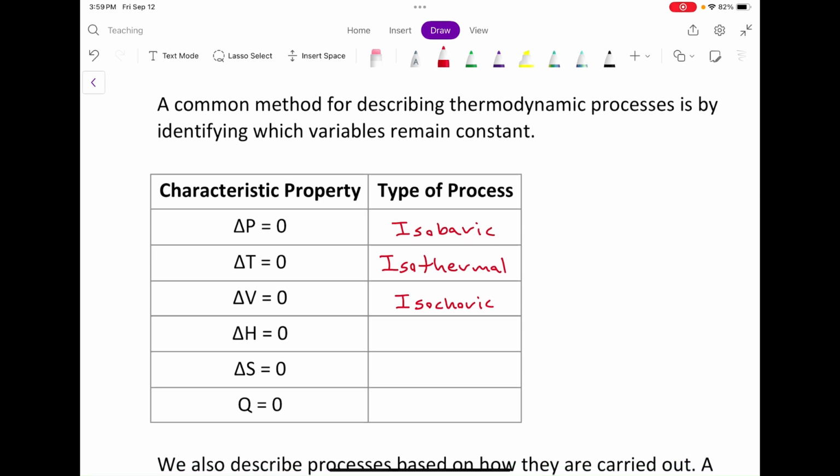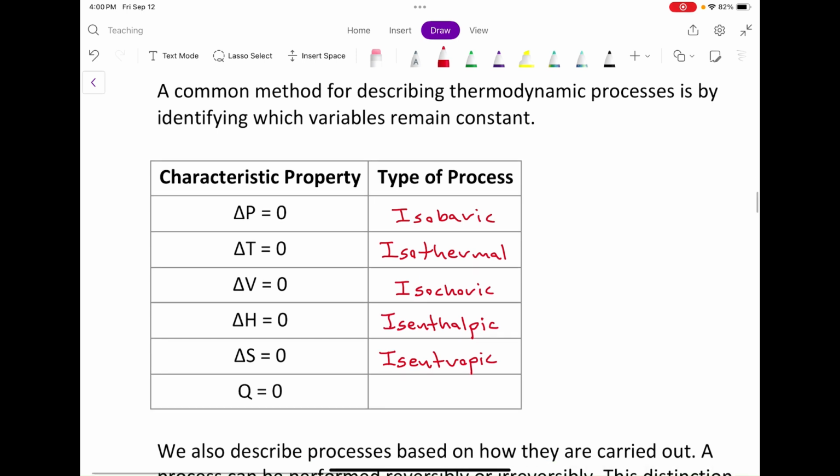Now, there's a couple other state variables in here that we'll talk about later. That's enthalpy and entropy. So delta H, that's the change in enthalpy. If that's equal to 0, you have an isenthalpic process. And if your change in entropy, delta S, is equal to 0, this is an isentropic process. And finally, if there is no heat exchanged between the system and the surroundings, your process is adiabatic.